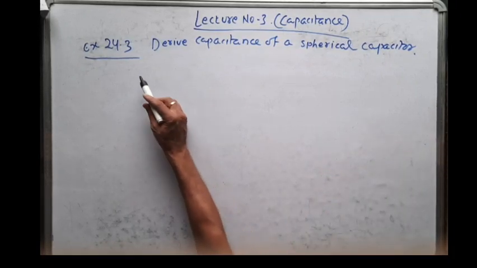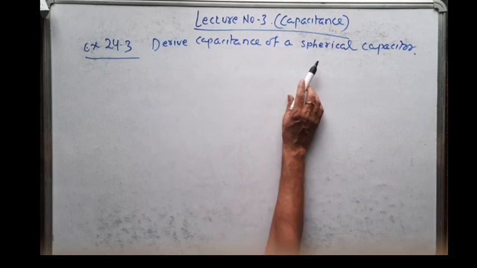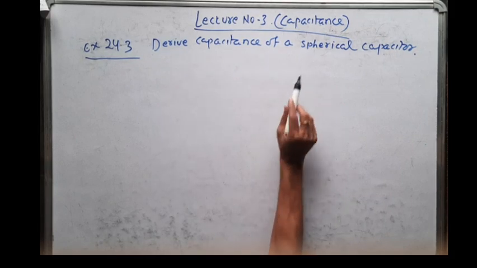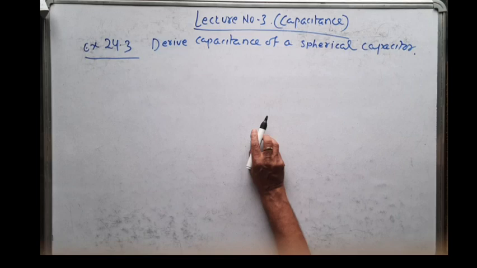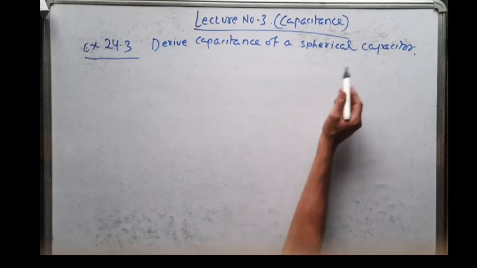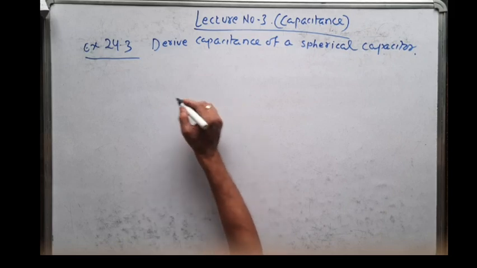Now example 24.3, here you have to derive the capacitance of a spherical capacitor. So what is a capacitor? I had told that two plates separated by a thin layer of dielectric form a capacitor. So here, since it is a spherical capacitor, the two plates are spherical in nature.